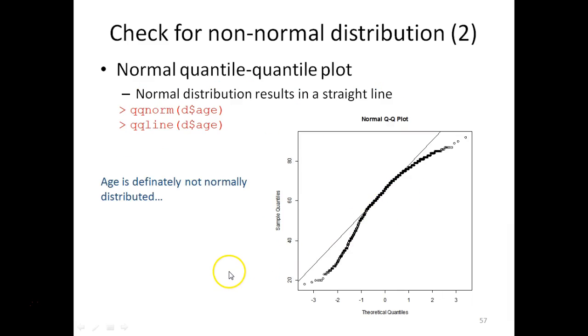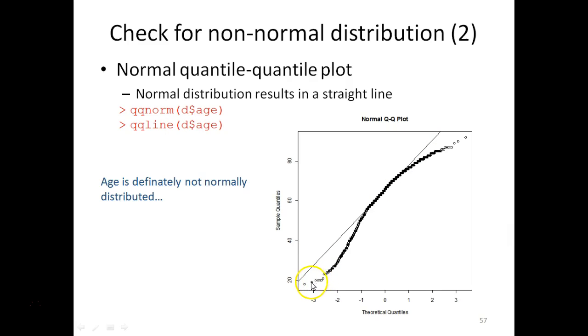Another way of looking at the distribution is to use a quantile-quantile plot, which is a commonly used plot to check for non-normality. You get this plot by using the qqnorm command and then simply the data, the ages. And if you want this line here telling you where the values would have been had they been normally distributed, then you use the qqline command to get this line.